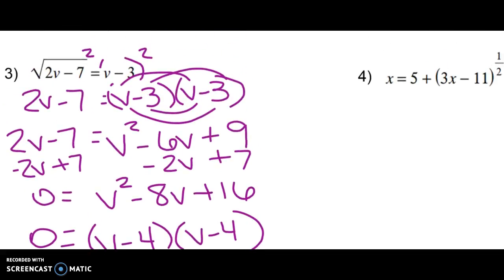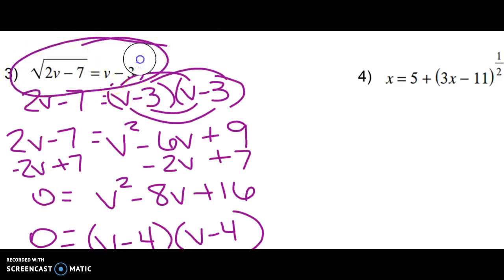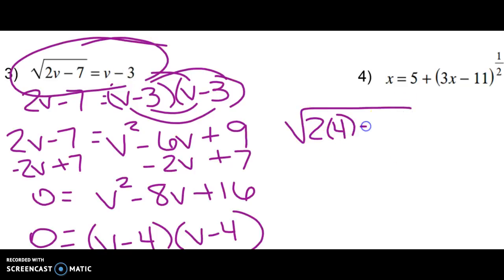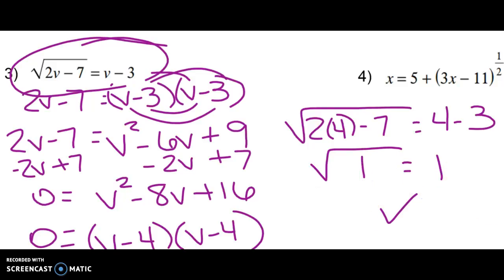Let's make sure it works. Plug it back into the original problem here. So I've got the square root of 2 times 4 minus 7. Does that equal 4 minus 3? Square root of 8 minus 7 is 1. 1. Yep, that works. That answer works. All right, let's go on.